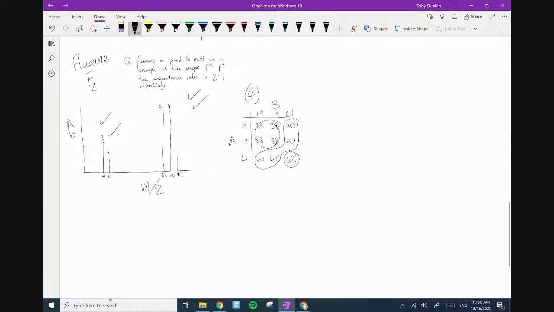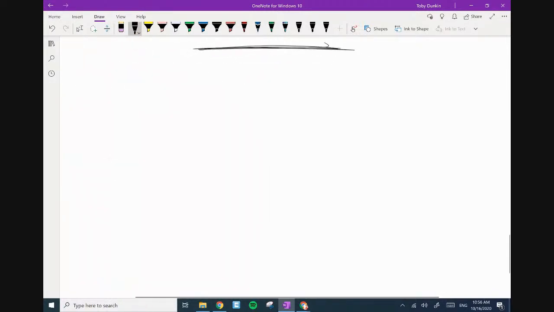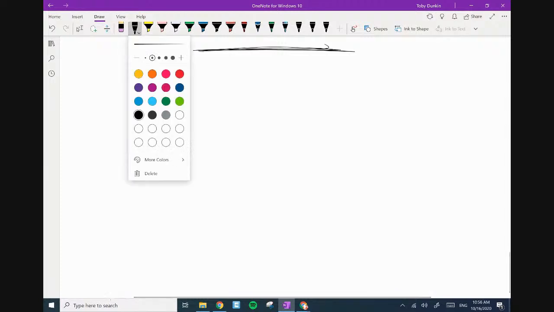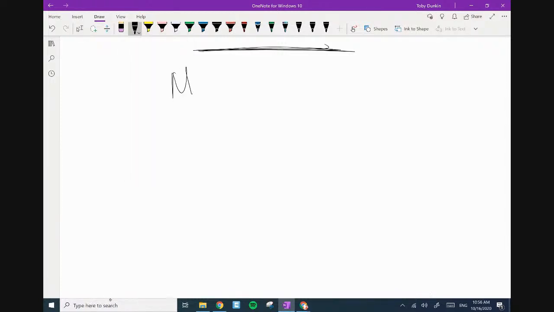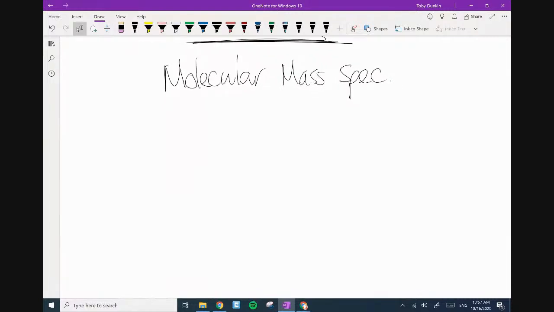Okay, right. So now that we've finished the diatomics, we can now talk about bigger molecules. So you can put a new title of molecular mass spec. Okay. So now molecular mass spec is actually the most commonly done mass spec in the world. They do it at airports every single day. They do it for drug testing, etc., etc.